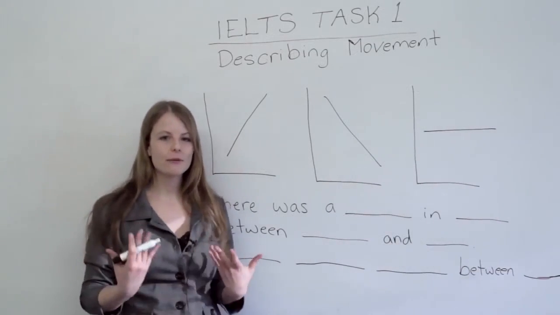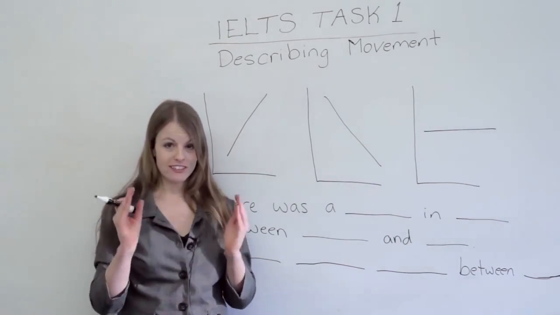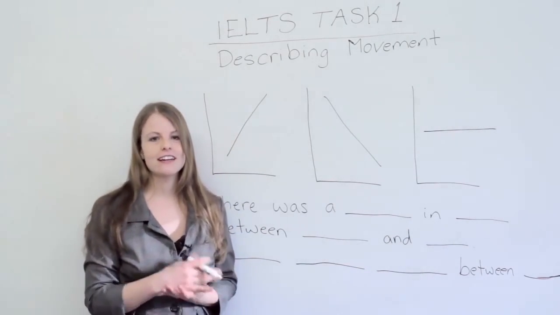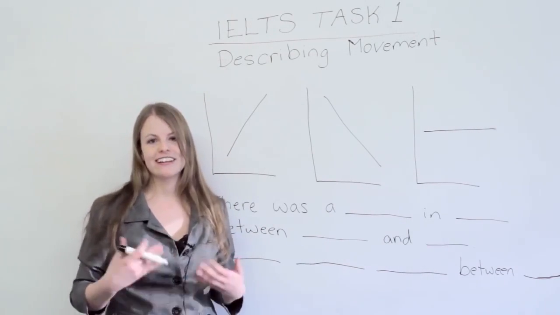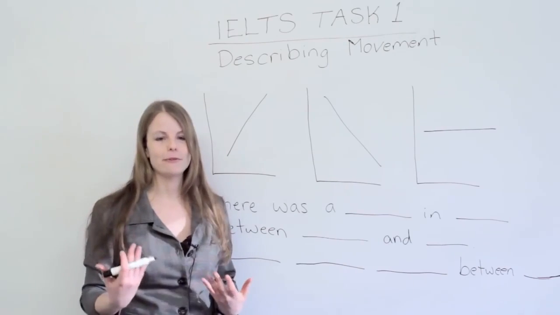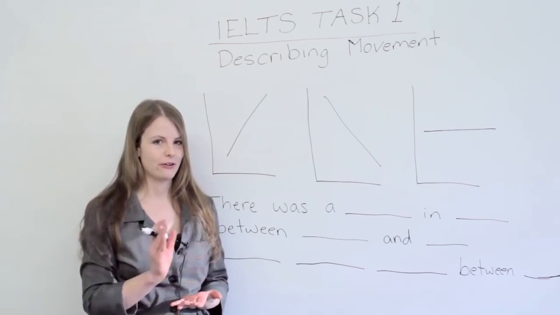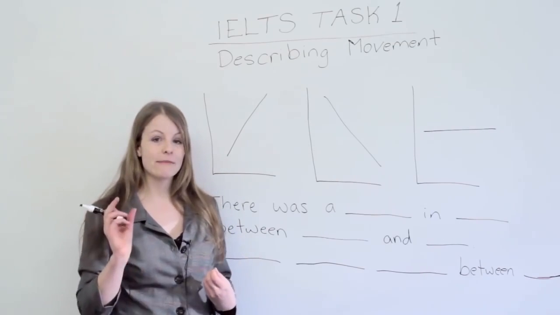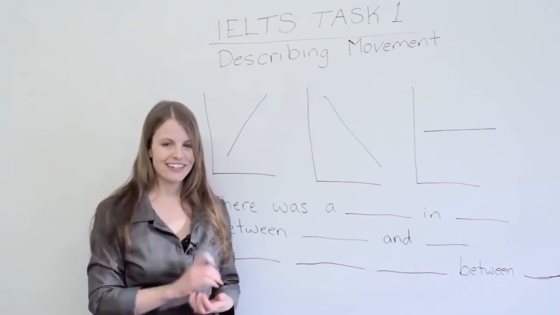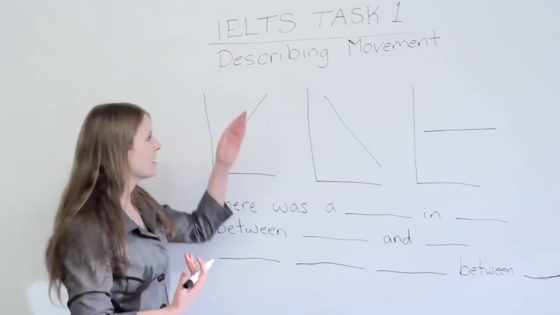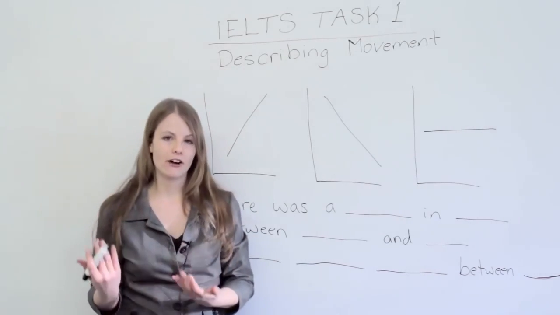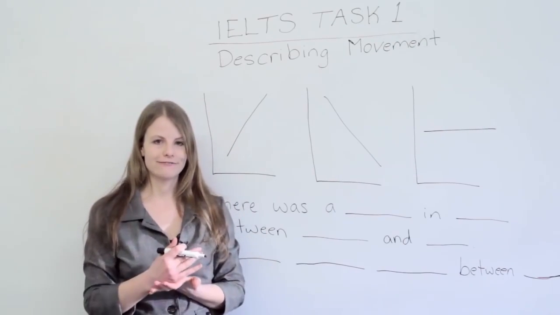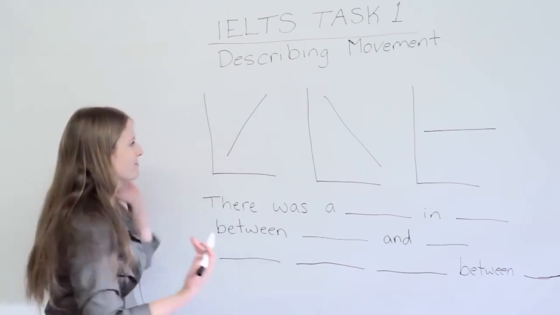Okay, so we've talked a little bit about what your first sentence for this task can be. There are other ways to do it, but the way I showed you is a great formula that's easy to remember and that will really help you with vocabulary marks and coherence. So right now what we're going to focus on is some key vocabulary you can use when describing movement of a graph or a line, a bar graph or a line graph. Okay, so let's get started.